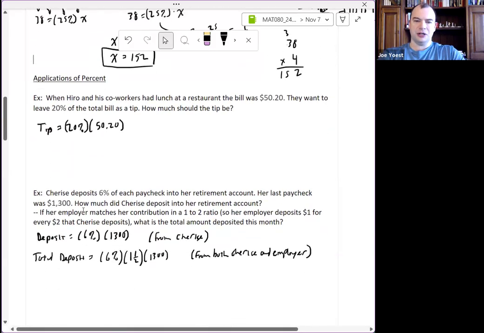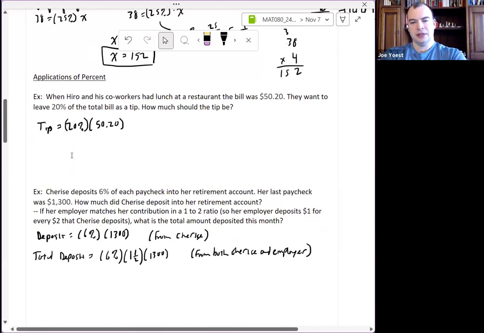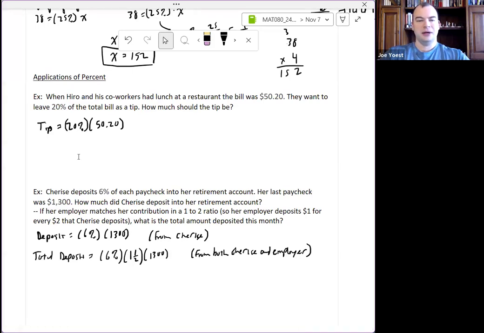Okay, on to our two word problems. So for this first example, when Hiro and his coworkers had lunch at a restaurant, the bill was $50.20. They want to leave 20% of the total bill as a tip. How much should the tip be? Well, the tip should be 20% of $50.20, 20% times $50.20.